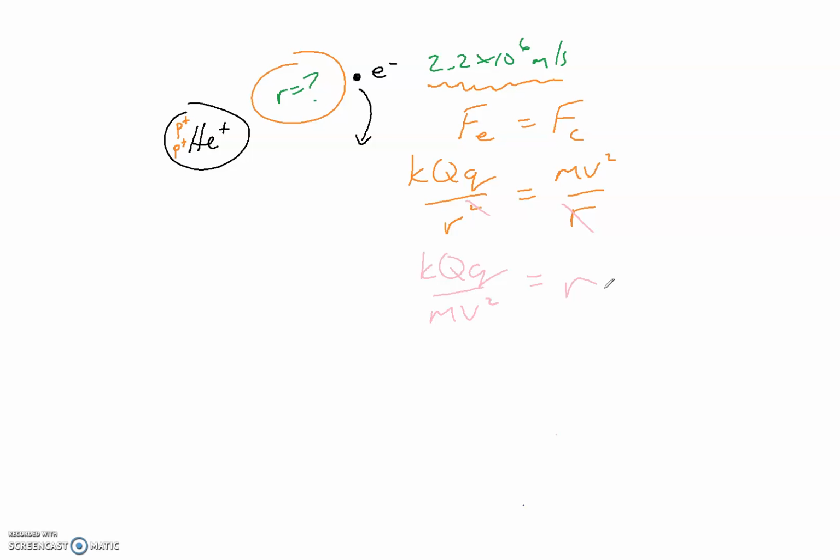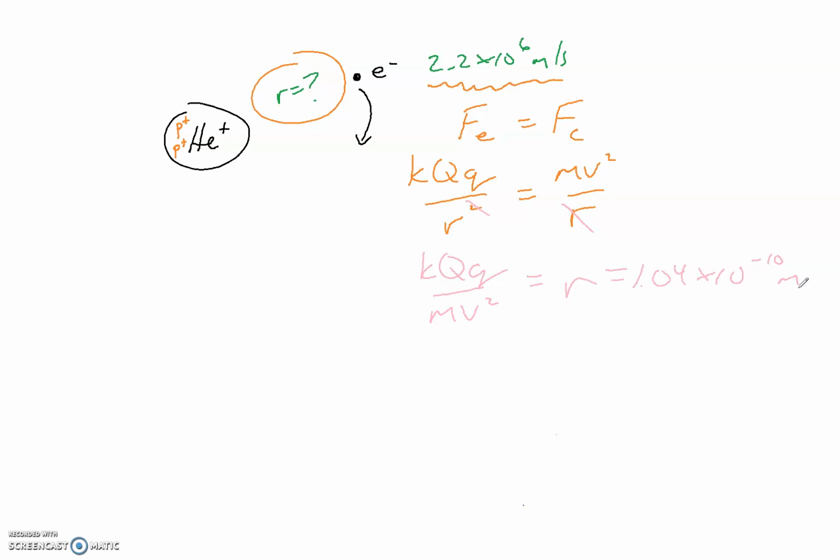So we have the k, the q, and the Q, and we divide that by mv squared, and we've got the radius of the orbit. We put that in: we've got the k, we've got the q. Make sure the big Q is 2 protons, so it'll be 3.2 times 10 to the negative 19. You've got the charge of the electron, the mass of the electron, because that's what's going around, and the speed of the electron, and we would get a radius of about 1.04 times 10 to the negative 10 meters.